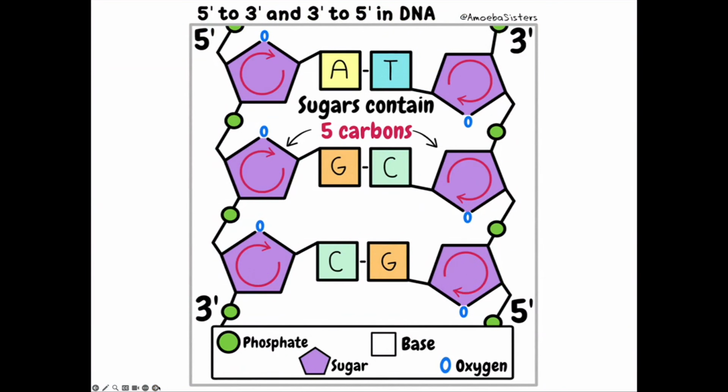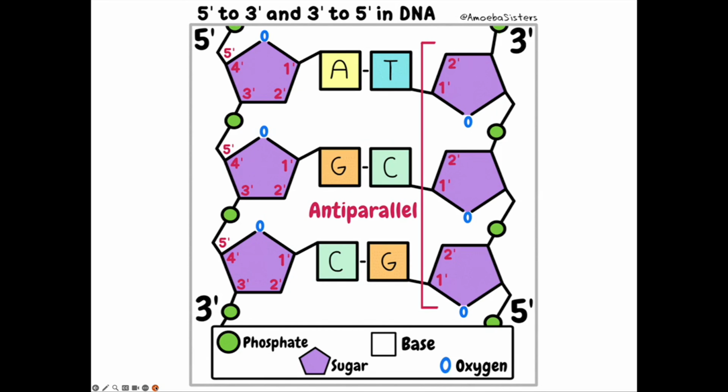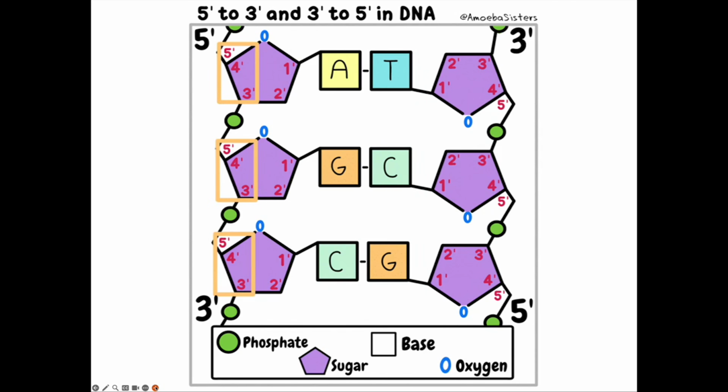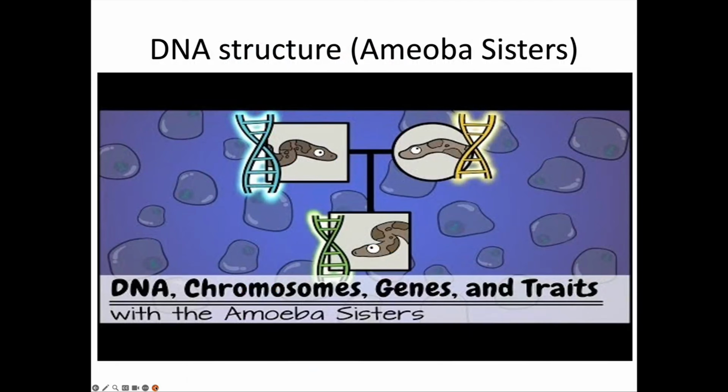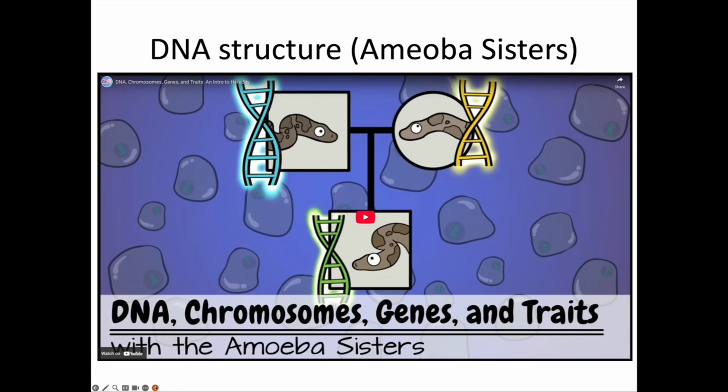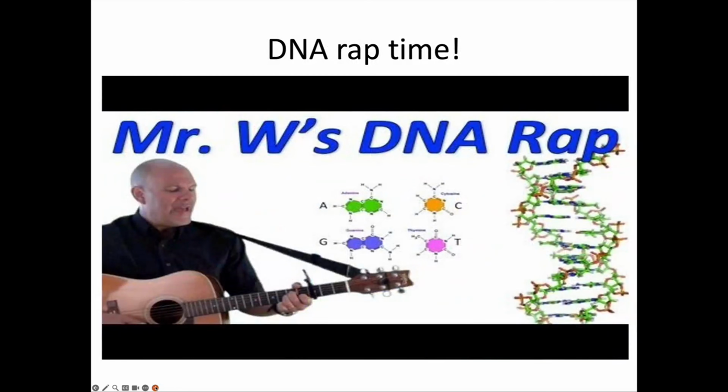If we move on, we get a nice little GIF again from the Amoeba Sisters, and they do the counting carbons thing quite nicely there. You can see that it's very visual, and you can see how we count from 1 all the way through to 5, and we can then work out which end is the 5' and which end is the 3' end. Feel free to pause this video if you want to look at this a bit longer. Again, Amoeba Sisters have got great videos. I always talk about them. They have a good one on DNA and DNA structure, which you can have a look at.